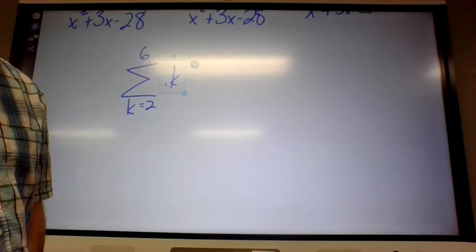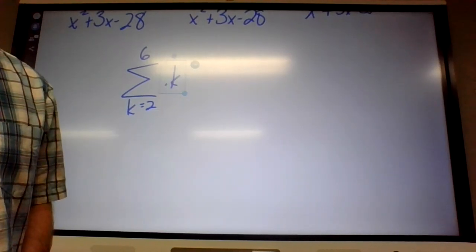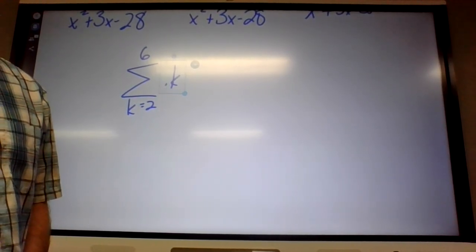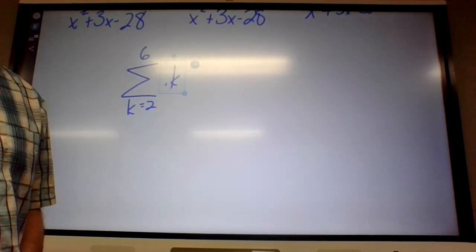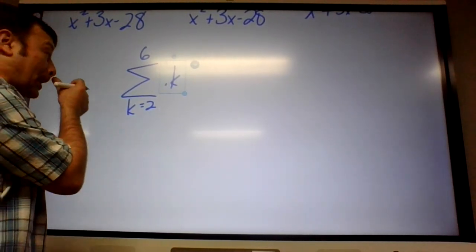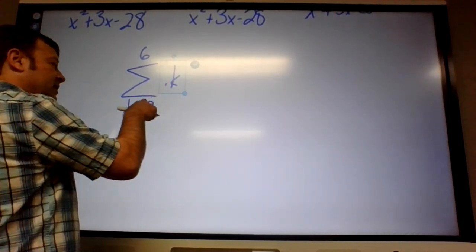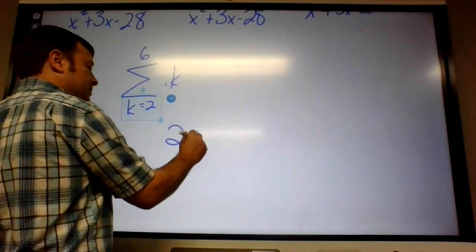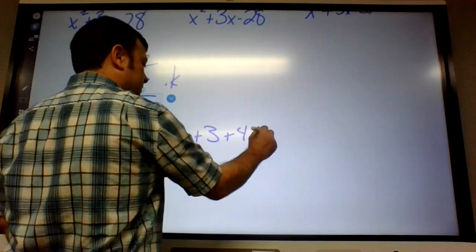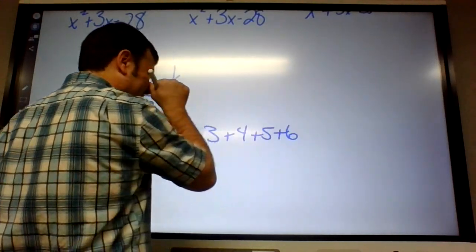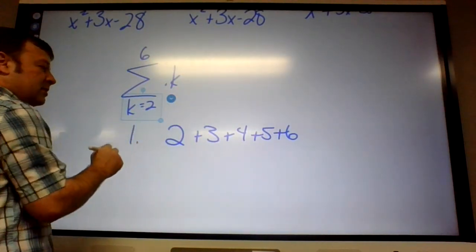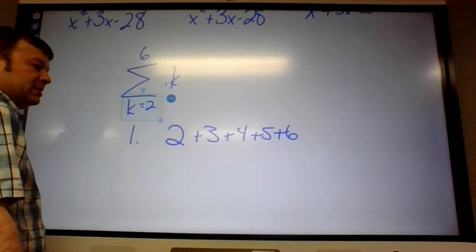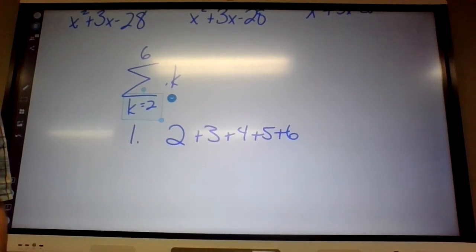It wasn't on here, like, you know what? I'm trying to see if they say how to verbalize it. I don't think I do. The sum of k for values of k from 2 to 6. Yeah, that's how you say it. So, k is 2, k is 3, k is 4, k is 5, k is 6. Okay, on number 1, you don't actually have to add it. We're just writing it in expanded form. So, that's all that is.